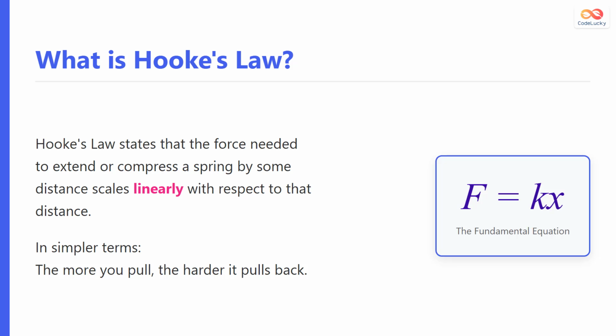First, let's define Hooke's law. It is a principle of physics that states the force needed to extend or compress a spring by some distance scales linearly with respect to that distance. Simply put, if you pull a spring twice as far, it pulls back twice as hard. The formula is F equals K times X.